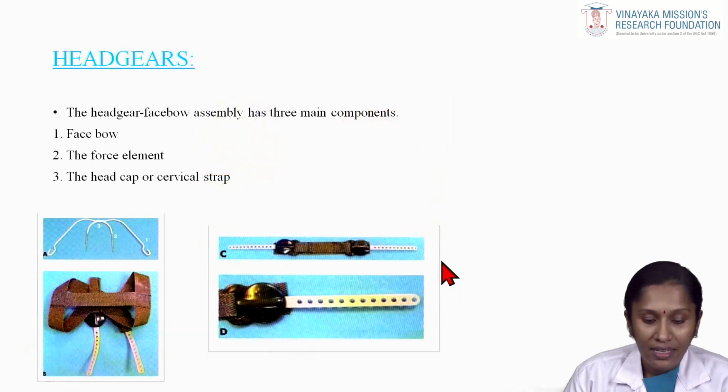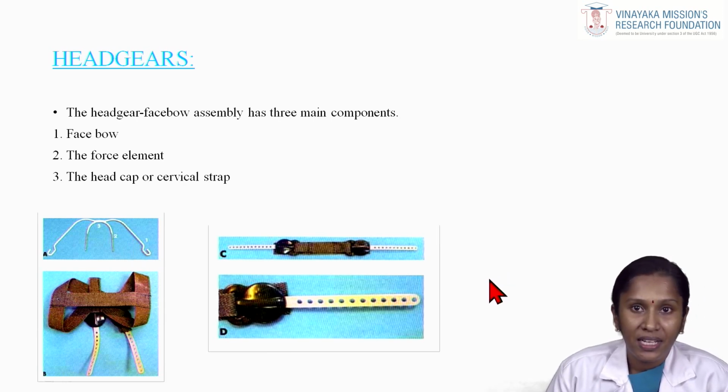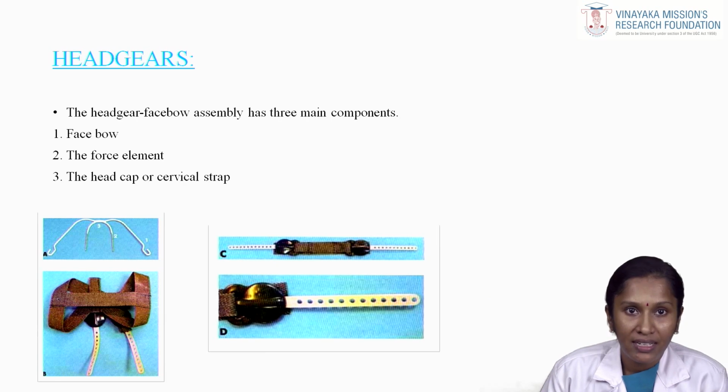Coming to headgears, we have three main components: the face bow, the force elements, and the head cap or cervical strap. In this diagram you can see the head strap, these are the force elements, and this is the face bow. The face bow is a metallic component that helps in transmitting the extraoral force to the posterior teeth.